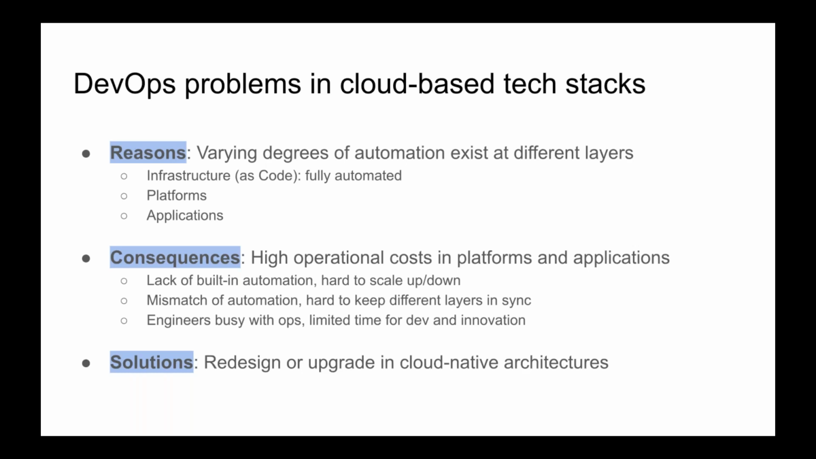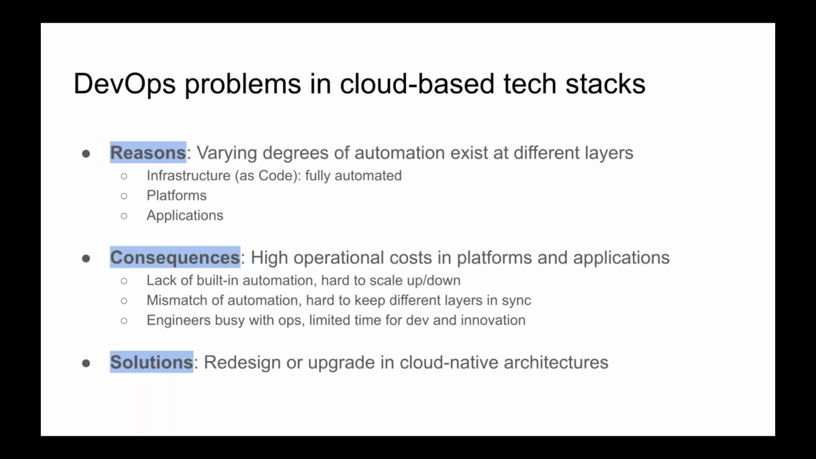So as a consequence, we often see very high operational costs in platforms and applications. One part of the reason is some of the platforms and applications lack built-in automation, so it's very difficult to scale up and down. And often there's a mismatch of automation across different layers. So it's very difficult to keep different layers in sync. Like the case, infrastructure is automated, but platforms and applications are not.